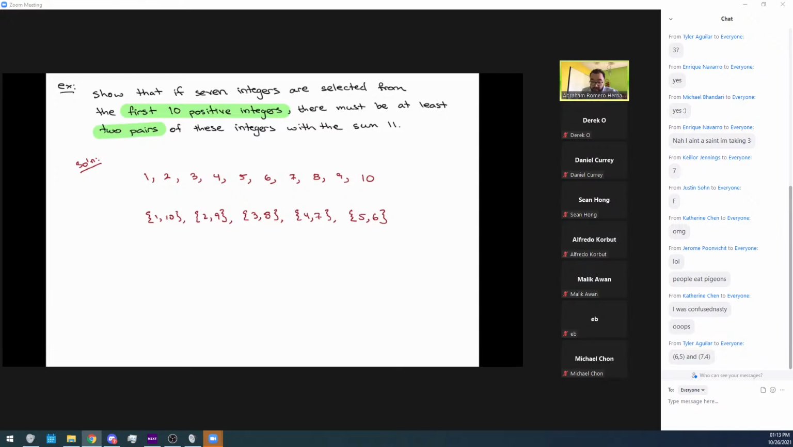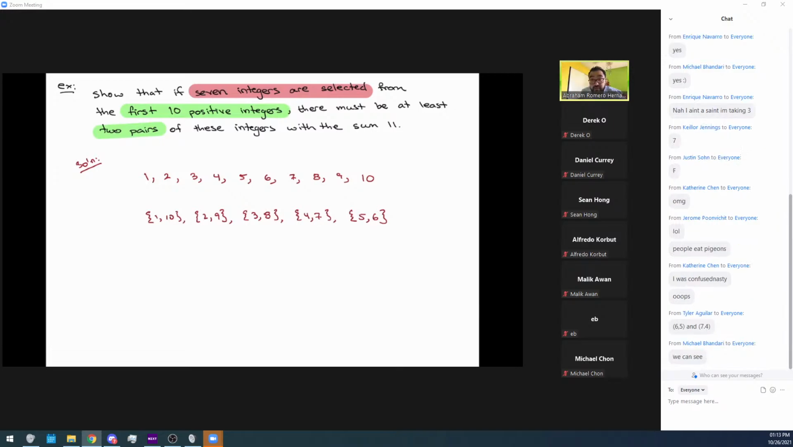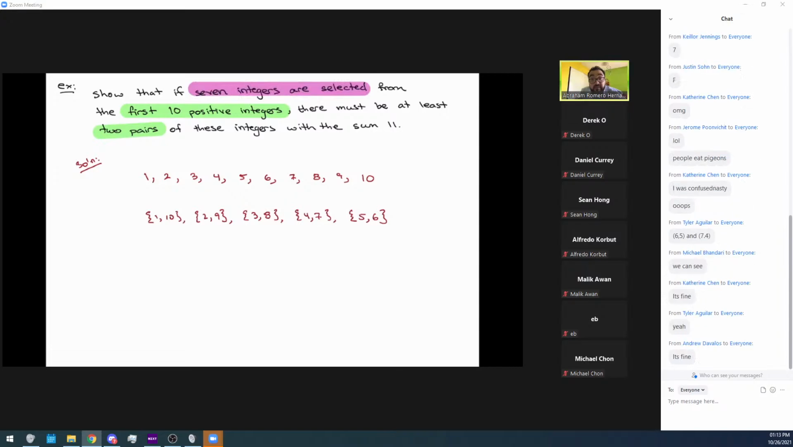Okay. Now I'm going to do this part here. Show that if 7 integers are selected. Can you guys see that, or is that too dark? You can see. Okay. What about this one? Okay, you guys say it's fine. I'll just go back. I'm trying to avoid using yellow because it might be too bright.